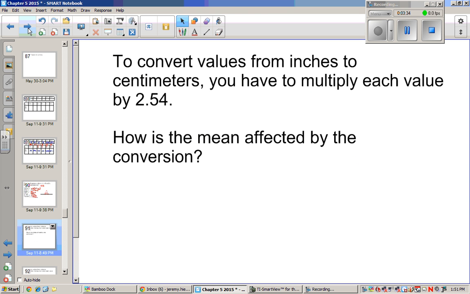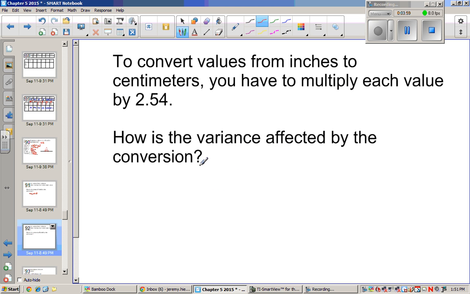All right, so when are we going to use this? If we have a data set and we want to convert the values from inches to centimeters, we're going to have to multiply each data point by 2.54. So how is the mean affected by that conversion? Well, we'll take the old mean times 2.54. How is the variance affected by that conversion? Well, we're going to take 2.54 squared and multiply it by the old variance. And then you'll find a new variance.